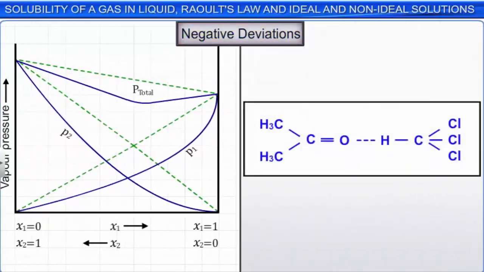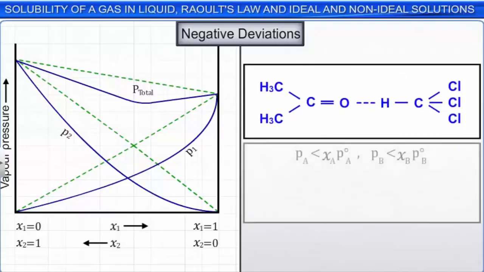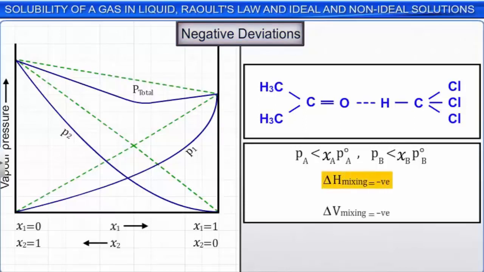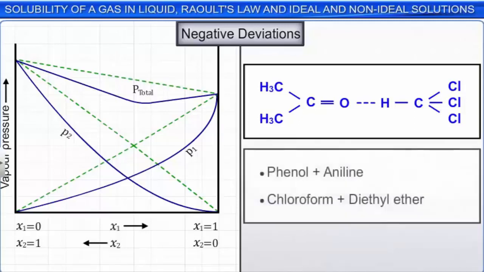As you can see here, formation of a H bond takes place between the chloroform and the acetone molecule. This decreases the escaping tendency of the individual molecules and results in negative deviation from Raoult's law. For the solutions exhibiting negative deviations, delta H mixing and delta V mixing both are negative. A few more examples of non-ideal solutions exhibiting negative deviations are phenol-aniline and chloroform diethyl ether solutions.